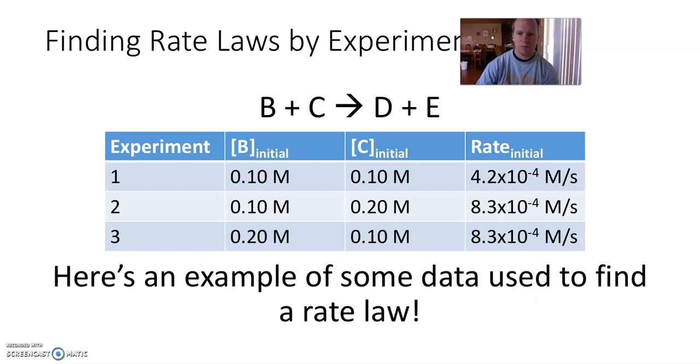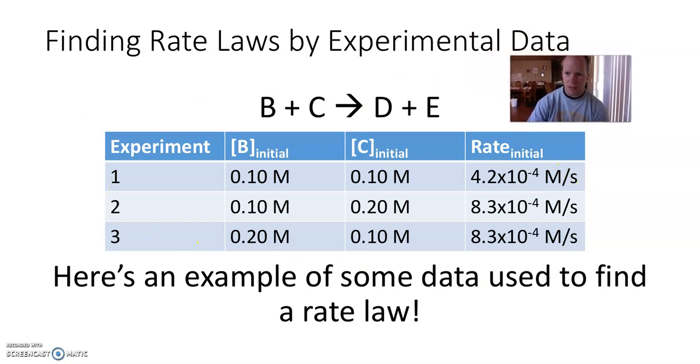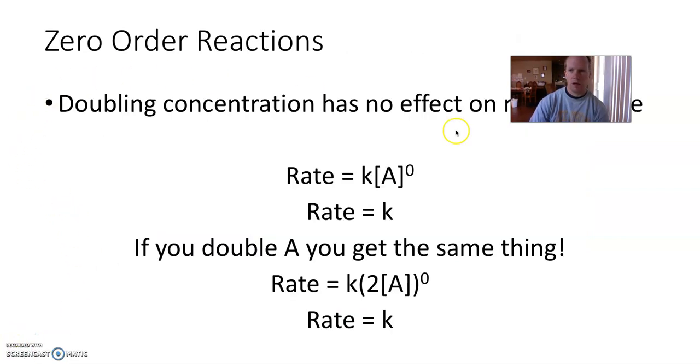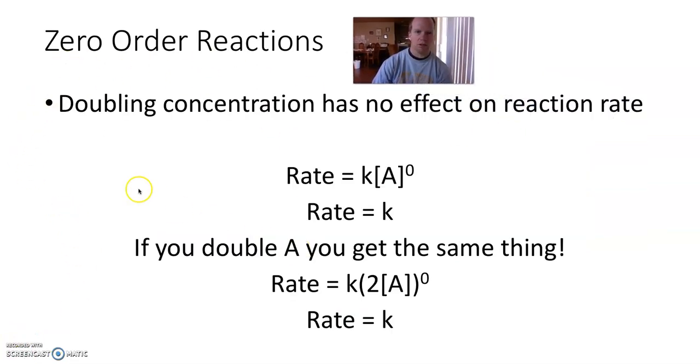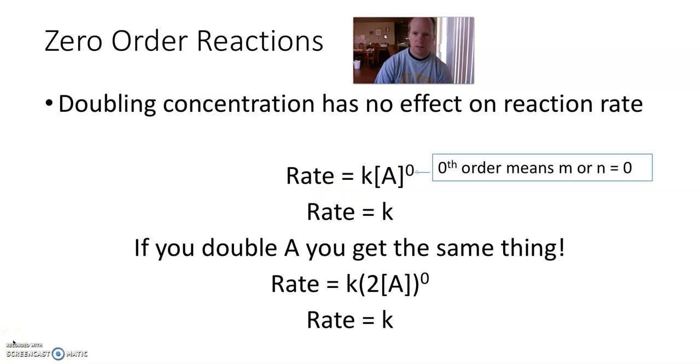So to give you an example of some experimental data, here's some experimental data. And we'll take a look at this again later in the slideshow. But this would be what experimental data would look like. It gives you some different concentrations in combination, and it figures out what the rate is for that reaction. So here we go. If you have a 0 order reaction, that means doubling the concentration has no effect on the reaction rate, okay? So that means right here, you guys, 0 order reaction means our exponent becomes 0.